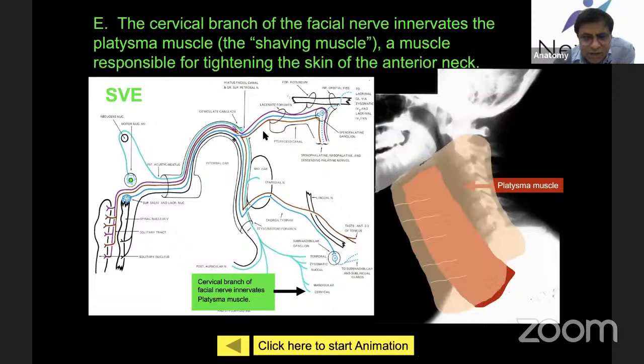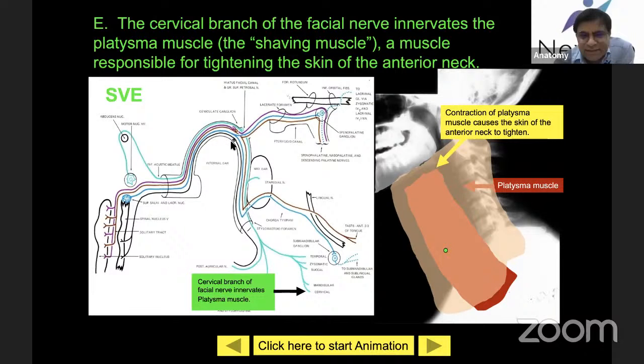Then another action of this platysma is as the shaving muscle. So this muscle is responsible for tightening the skin of the anterior surface of the neck. Again, see the animation here arising from this motor nucleus. Now this will help to stretch out this muscle and thereby clear the folds there in the front of the neck. It smoothens this. And as a summary of this special visceral efferent function, you can see here, it's the summary.